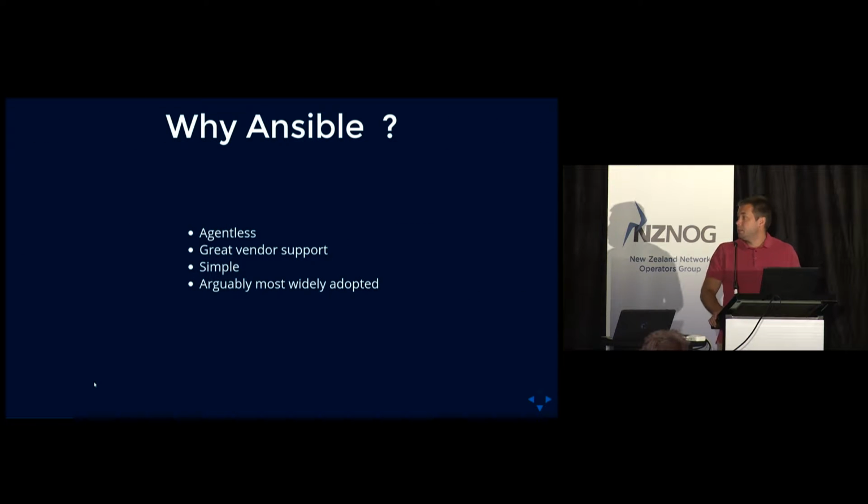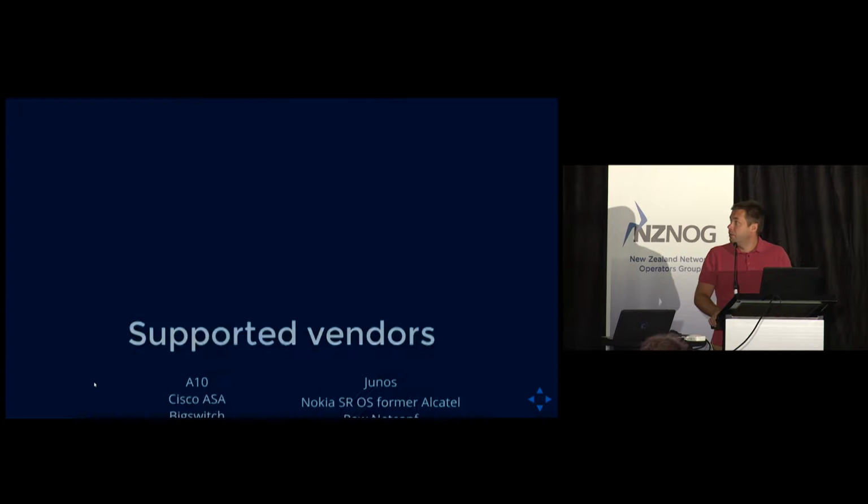So why Ansible? Why Ansible and not the others? Ansible is agentless, so it doesn't require any agents to be present on your boxes, which in a lot of cases is almost impossible to do. It has great vendor support, supports a lot of vendors, and is simple. Well, relatively simple compared to the other things which can do automation, and arguably most widely adopted as well. There is a lot of support from the community. One of the communities is on Slack, called Network to Code, and you can join that one. There's a lot of help in there, as well as on GitHub and other places possibly.